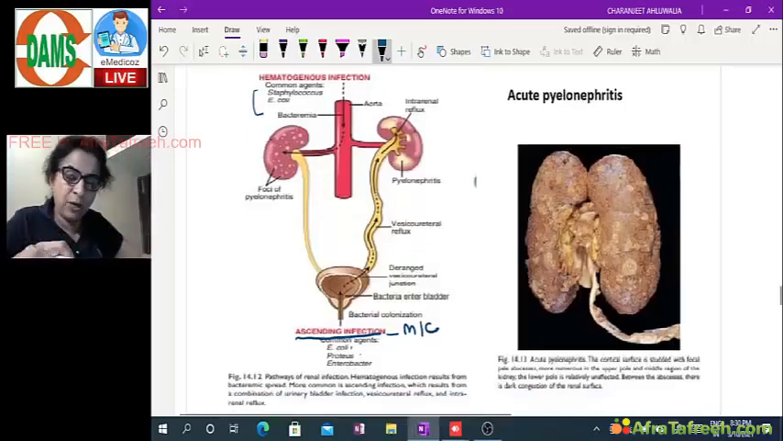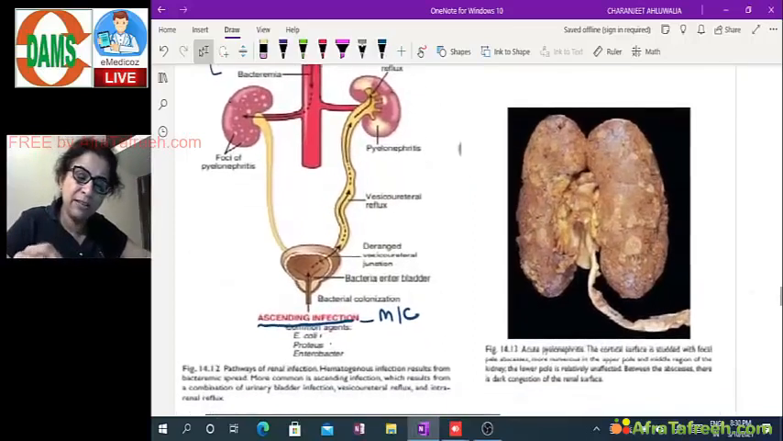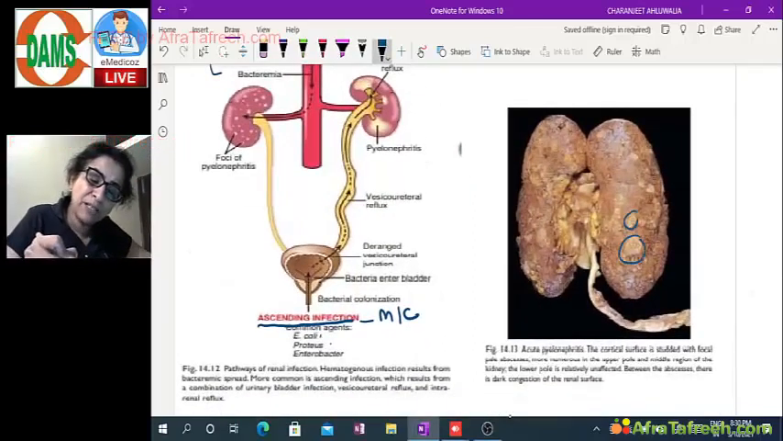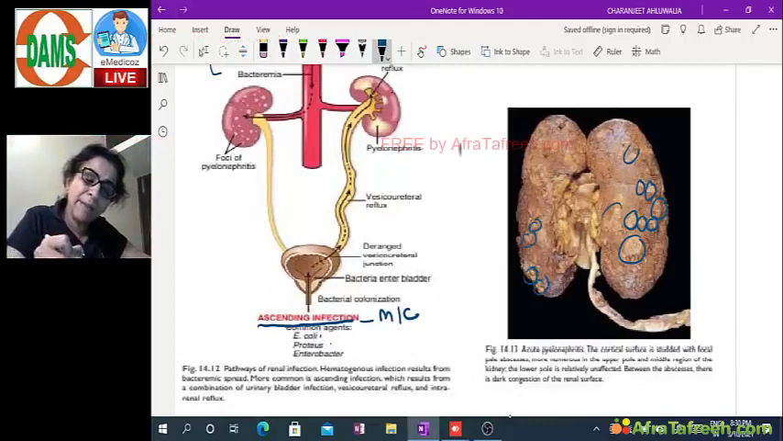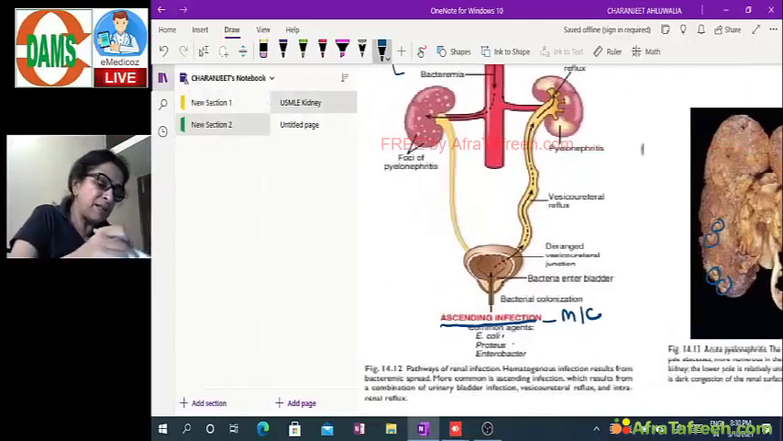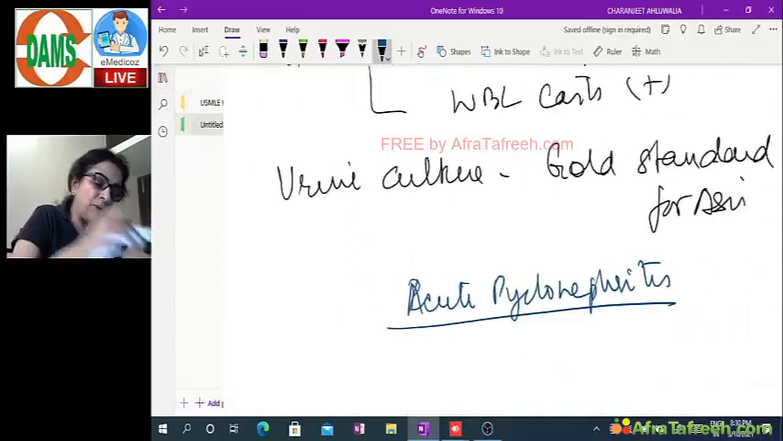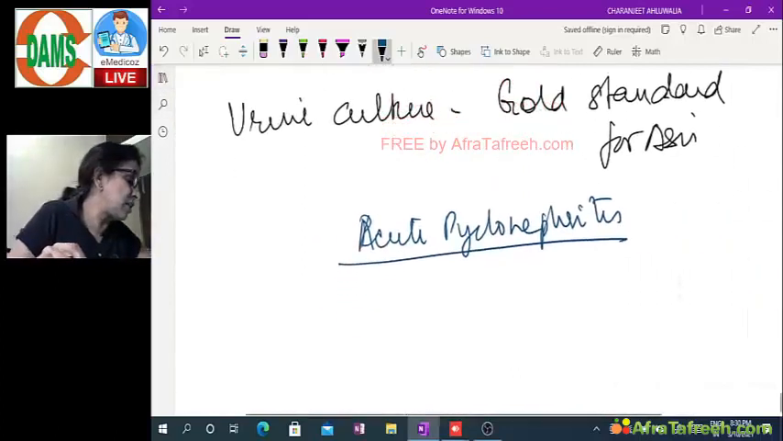Now this is how an acute pyelonephritic kidney looks. You can see multiple abscesses in the kidney. In acute pyelonephritis, the surface of the kidney is studded with these multiple abscesses, pus-containing pockets that form on the surface of the kidney. So this is acute pyelonephritis.